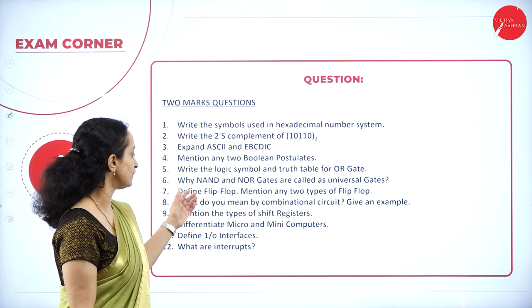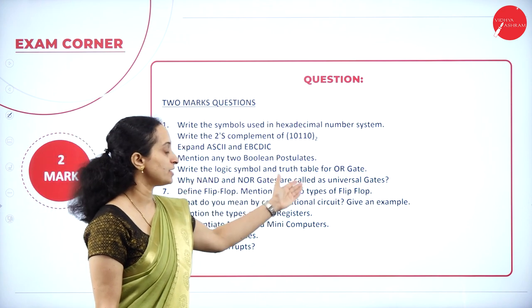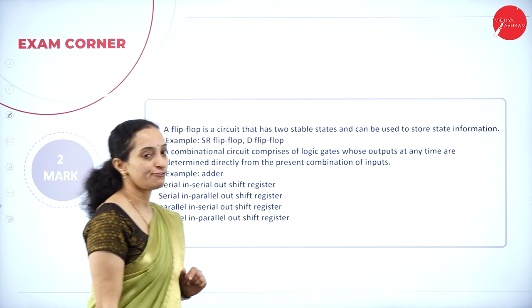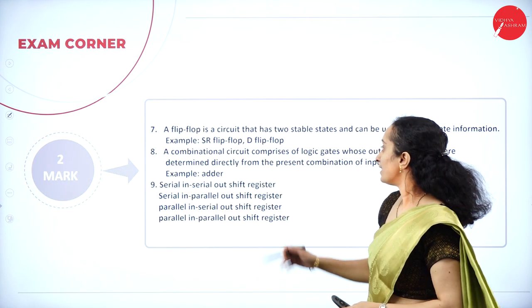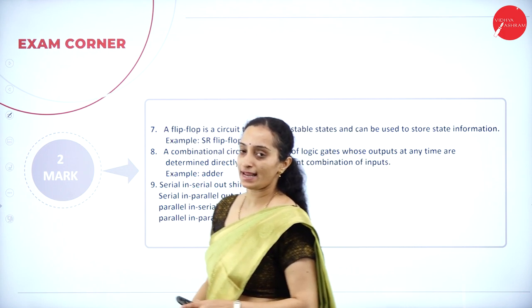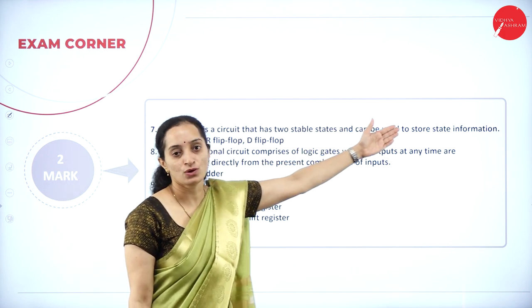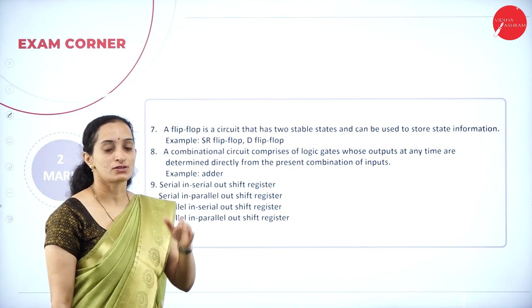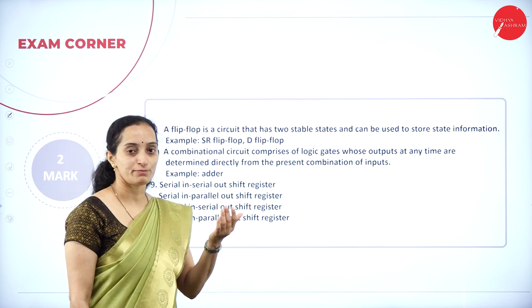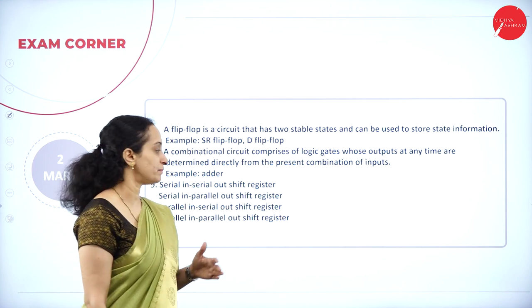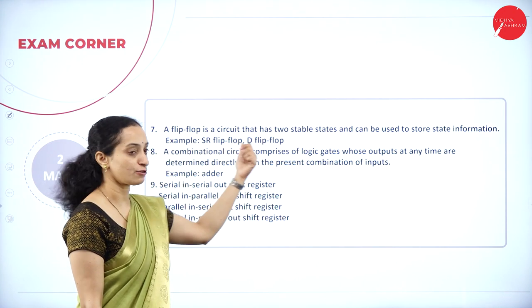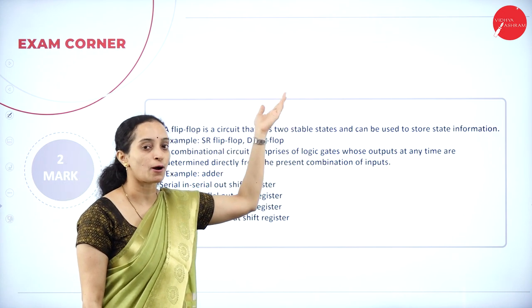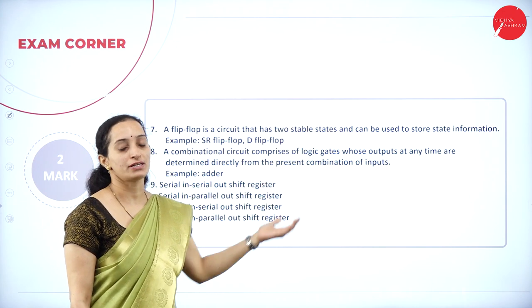So the next question is, define flip-flop. Mention any two types of flip-flop. The answer here is, a flip-flop is a circuit that has two stable states and can be used to store the state information. So it is going to store the previous state information. For example, you know about the set of flip-flops: SR flip-flop, D flip-flop, JK flip-flop, T flip-flop. You can mention any two.